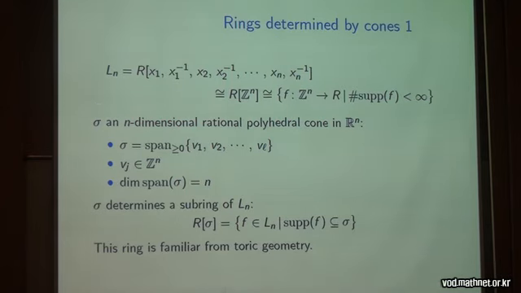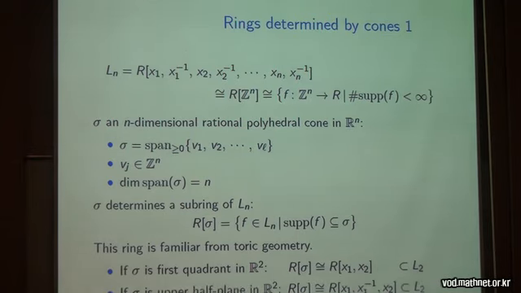Namely, I just look at those functions from Zn to R whose support lie in sigma. Okay, so as I say, this is totally standard and familiar. If sigma is the first quadrant in R2, you just get a polynomial ring in two variables. If sigma is the upper half plane, right, that's also allowed, doesn't have a vertex, but who cares? Then you get like R of x1, x1 inverse, x2.